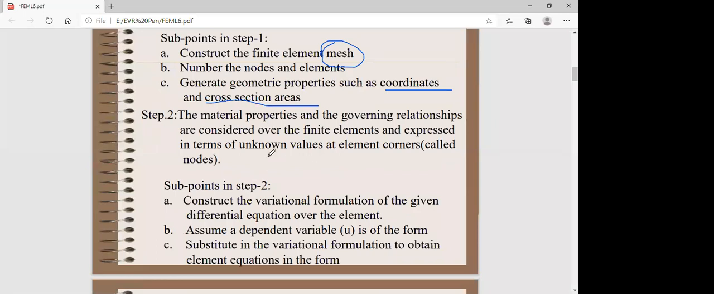In step 2, we implement the material properties over the finite elements. Material properties and the governing relationships are considered over the finite elements, and the element equations are expressed in terms of unknown values at the element corners. Those element corners are called nodes.